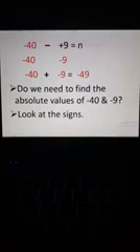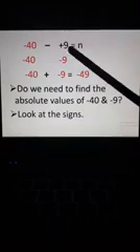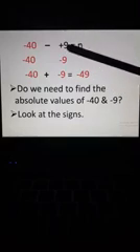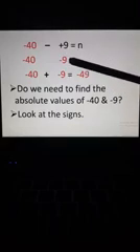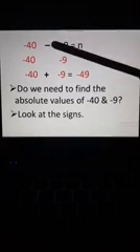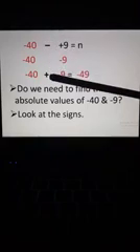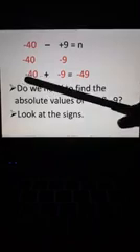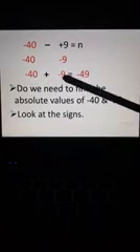Now, let's move on to the second example. Negative 40 minus positive 9 equals n. So step 1, the opposite of positive 9 is negative 9. Step 2, from subtraction, we add this time. So that becomes negative 40 plus negative 9.